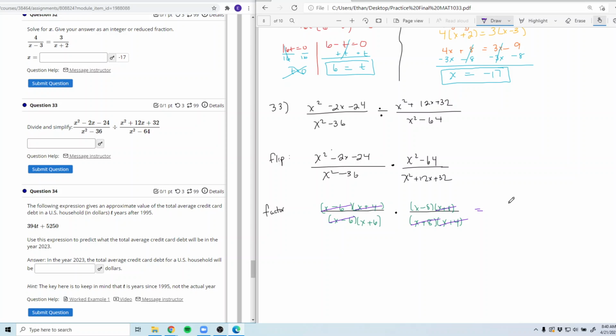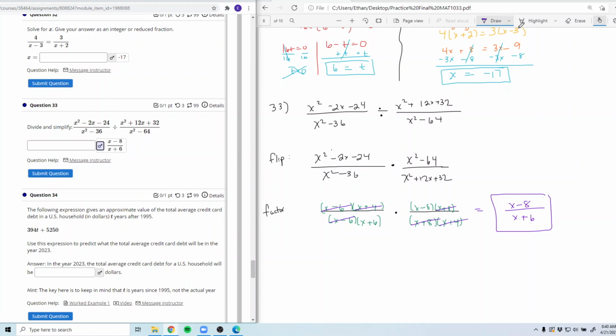On the top, we only have x minus 8. And on the bottom, we only have x plus 6. And that's all we're left with. We can check our answer here. And we got it perfect.